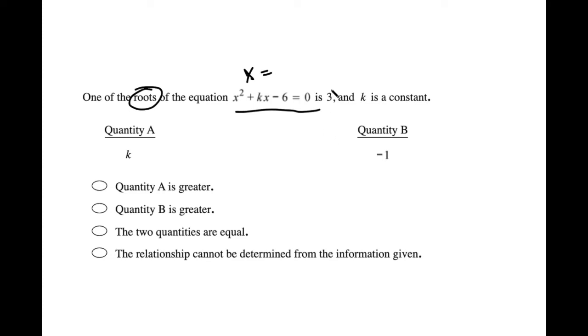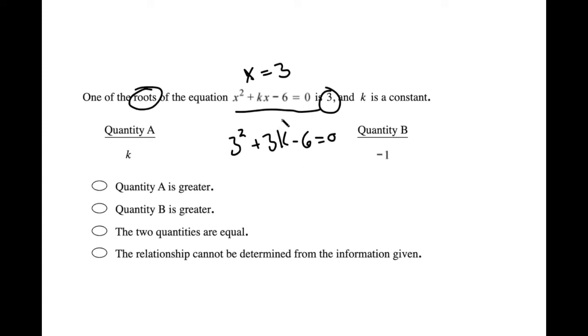And they've told us that a value of x that makes this equation true, one of the roots of this equation, is 3. So we can just say, great, x equals 3. Let's see what happens, right? We'll plug in 3 for x. So let's do that. We got 3 squared plus k times 3, or 3k, minus 6 equals 0.